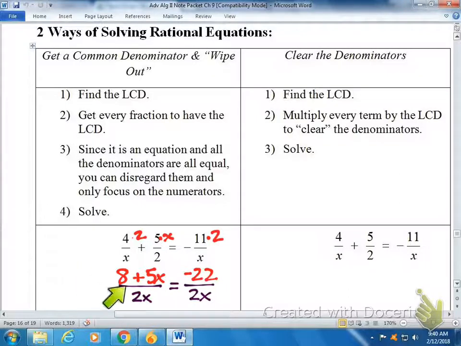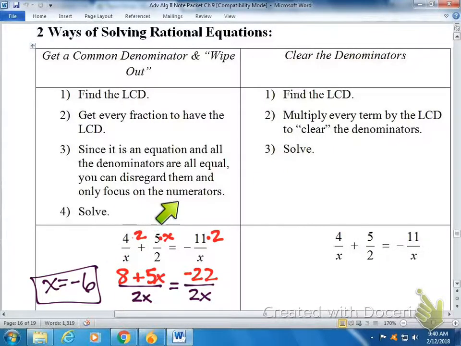So after zooming in on the numerator, subtract 8, you get 5x equals negative 30. Divide by 5, we get an answer of x being negative 6. Now the other strategy is, you still find the LCD, but you multiply every term by the LCD to clear out the denominators.